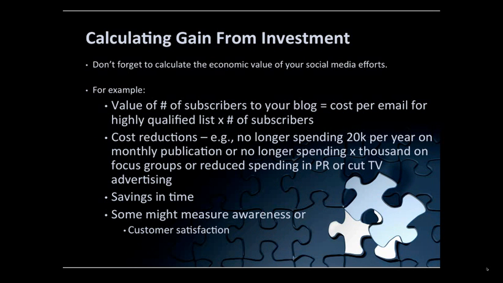For example, the value of the number of subscribers to your blog equals cost per email for a highly qualified list times the number of subscribers. Cost reductions: no longer spending $20,000 per year on monthly publications, or no longer spending X amount of dollars on focus groups, or reduced spending in PR, or you cut your TV advertising, or whatever it is. What's your savings in time? Some might measure awareness or customer satisfaction.